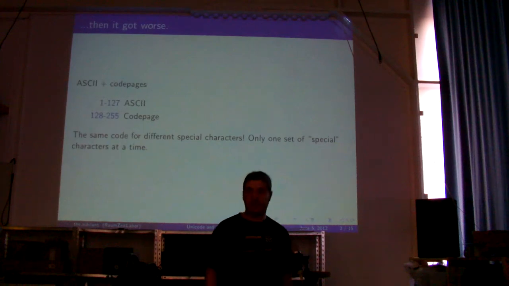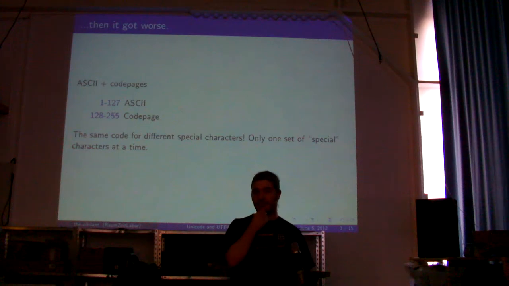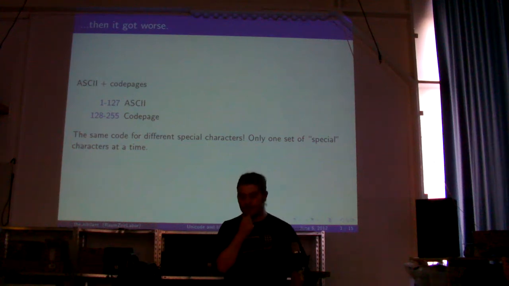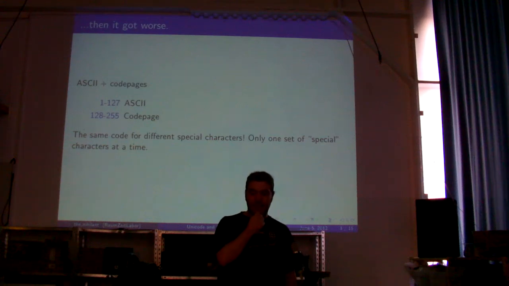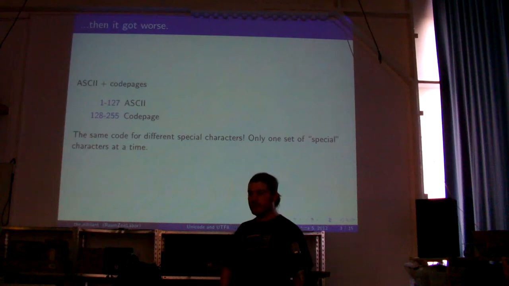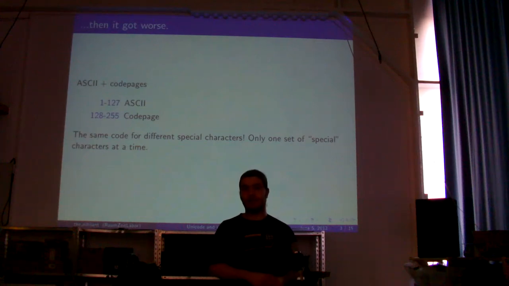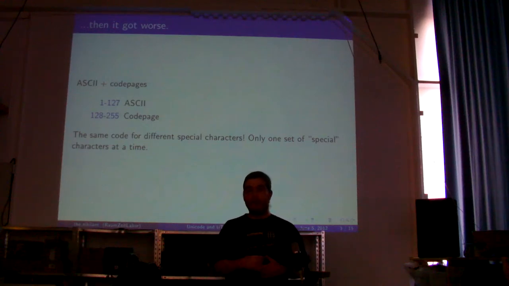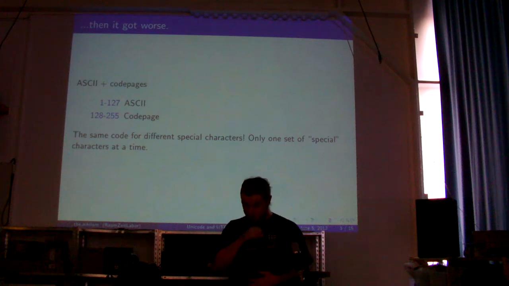So yeah, it was not that nice. So they decided to make it worse. So basically, okay, ASCII, we have the standard English alphabet. So what about other alphabets which require more letters? So they invented this thing called code pages. Basically, you would use 8 bits instead of 7, and you would use the higher part of the code space for the special characters.